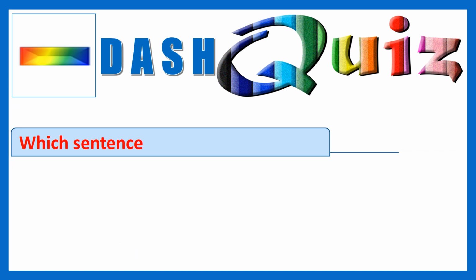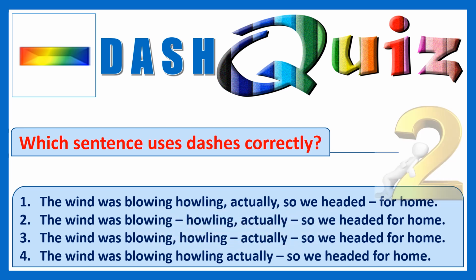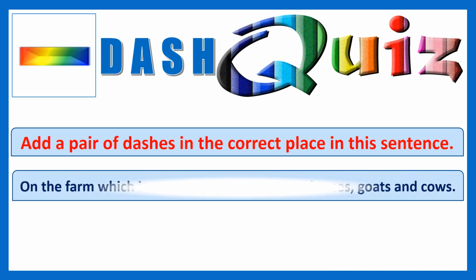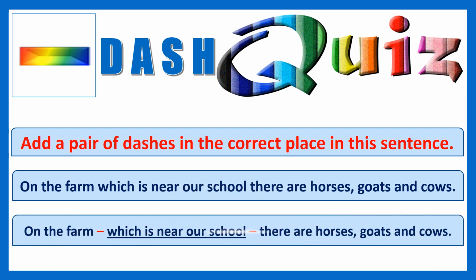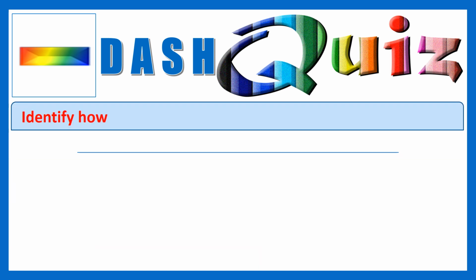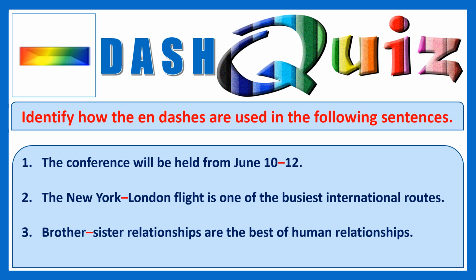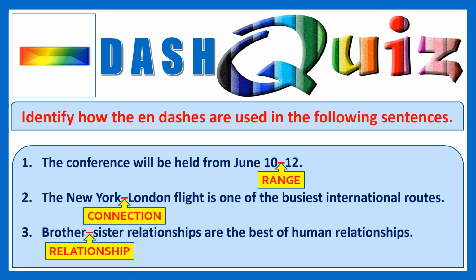Which sentence uses dashes correctly? Look at the options. And the right answer is option 2. Add a pair of dashes in the correct place in the sentence. Look at the sentence. The right answer is enclose extra information in a pair of dashes. Identify how the end dashes are used in the following sentences. Look at the sentences. The right answer is sentence 1, range, sentence 2, connection, sentence 3, relationship.